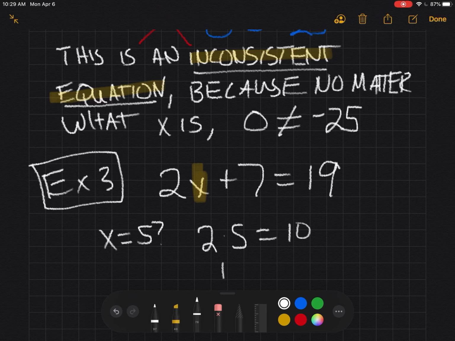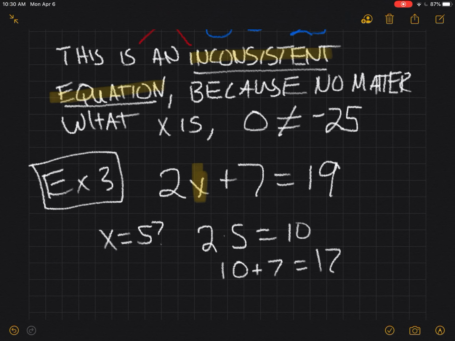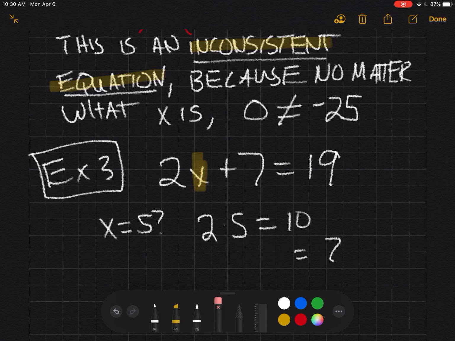Does that work? 2 times 5 is equal to 10. 10 plus 7 is equal to 17. So, okay, it doesn't give me 19. That didn't work. But we're pretty close. In fact, we're only 2 away.